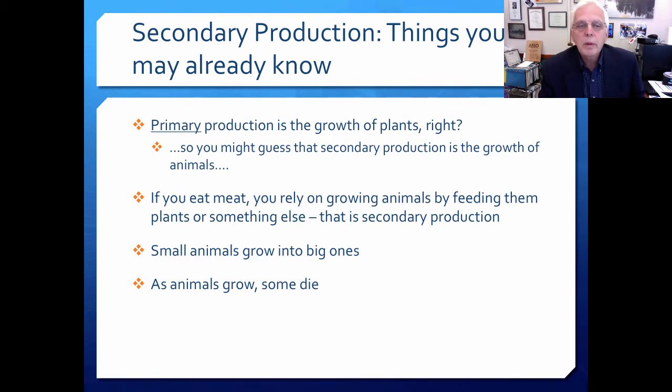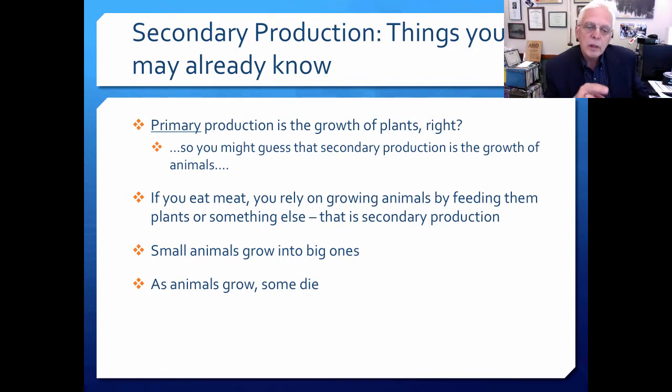Now, there might be a couple of things that you already know almost subliminally about secondary production. You know that primary production is the growth of plants, right? So you might guess that secondary production is the growth of animals because it's the next step. In a way, it's a little bit counterintuitive because you've probably learned the concepts of consumers and then secondary producers and tertiary producers. But in general, animal production is lumped into what we call secondary production because it's not primary, that it's production that's somewhere down the line.